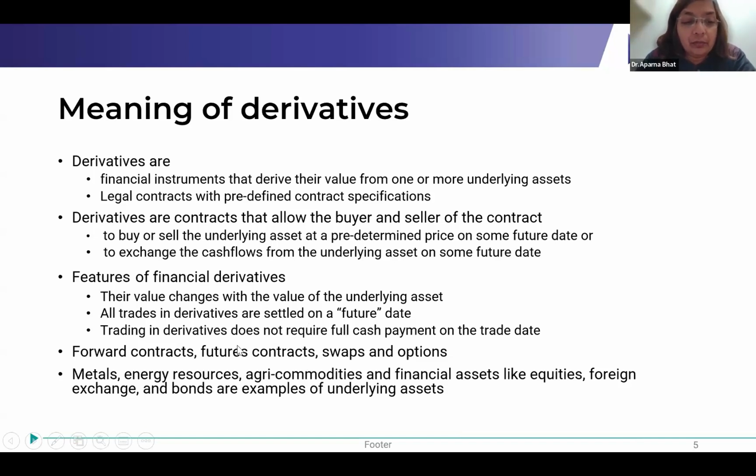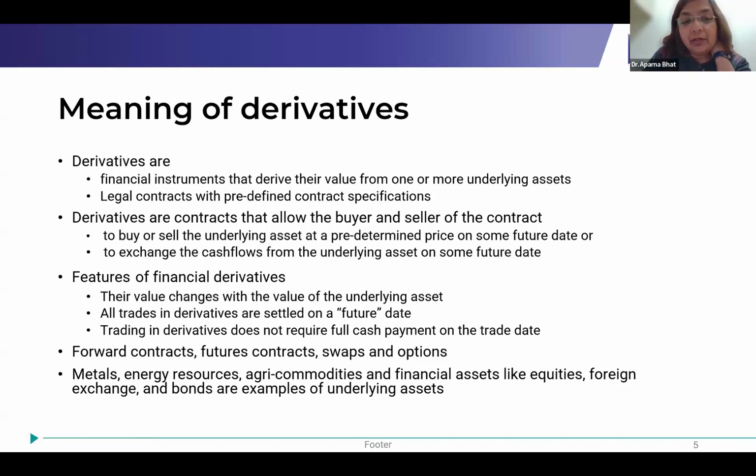So there are four basic types of derivatives. Anywhere in the world you go, there are four basic types of derivatives. The first is the forward contract. The second is the futures contract. Then there are swaps, and then there are options. So these four are the basic types of derivatives.